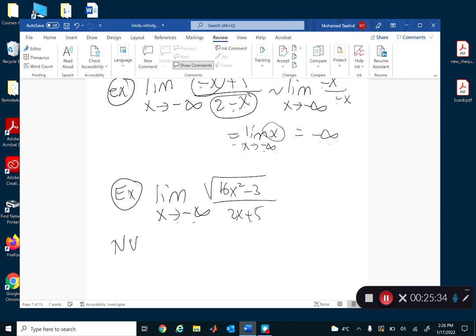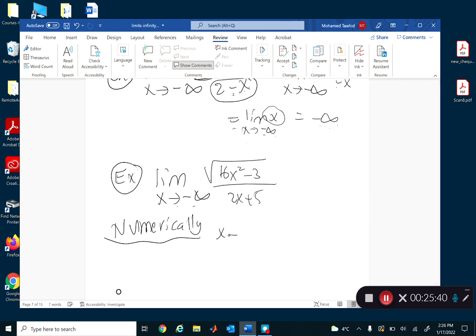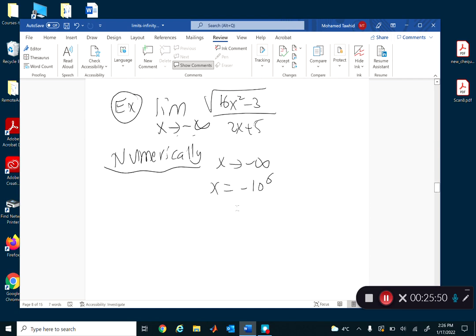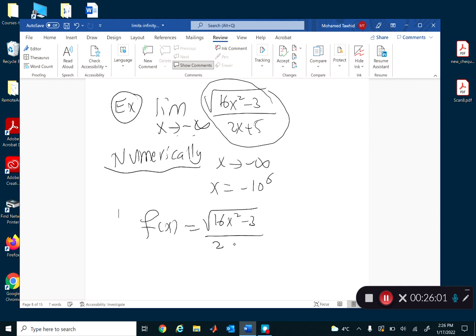So how to do this numerically, guys? Numerically, just try to solve it here. Numerically, x close to minus infinity. For example, take x equal negative 1 million, or negative 10,000. This is okay too, because I'm doing it numerically. So what is your f of x? Your f of x is the whole fraction here, the whole thing, which is the square root of 16x squared minus 3, the whole thing over 2x plus 5. That is your f of x.